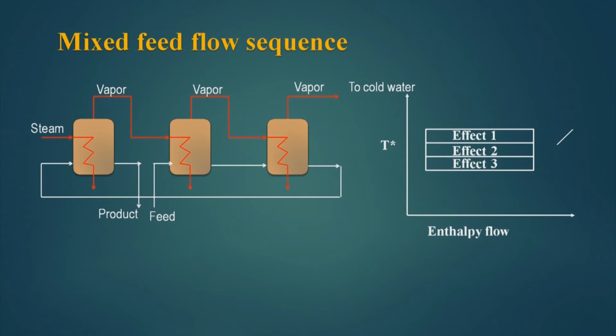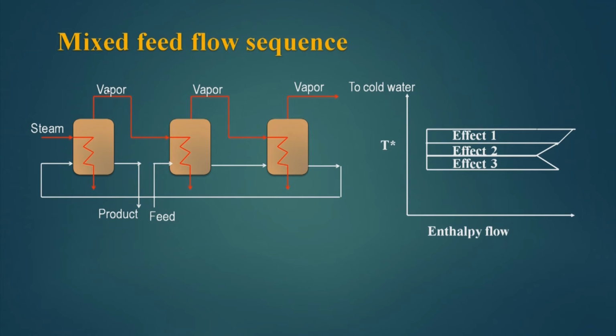Now, we are considering a mixed flow sequence, and for a mixed flow sequence there can be many sequences, not one. As for the forward feed, there is only one sequence, backward feed only one sequence. For mixed flow, there can be many sequences. Here, the feed is entering into evaporator number 2, then it is going to evaporator number 3, then from 3 again it is entering into evaporator number 1, and then from evaporator number 1 we are getting product.